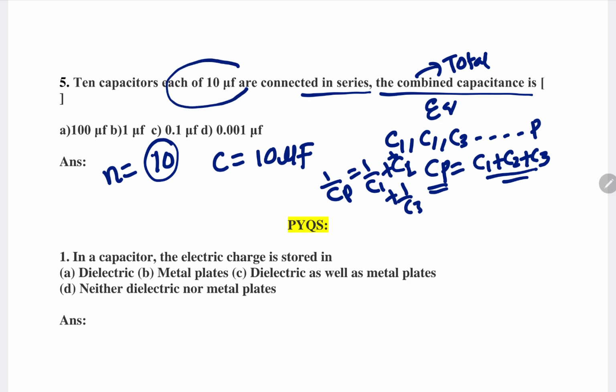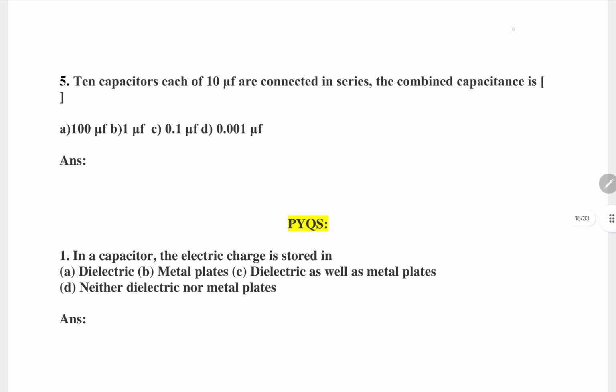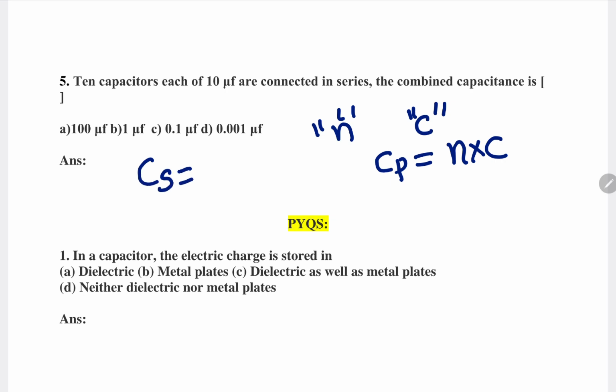But here one important thing is mentioned: each capacitance value is the same. Let us say n capacitors are connected and each capacitance value is C. If they are connected in parallel, the total capacitance value will be n into C. And when they are connected in series, the total capacitance value will be C by n.